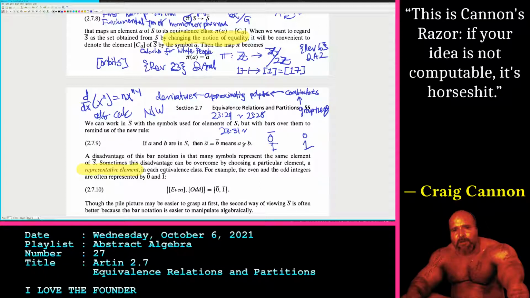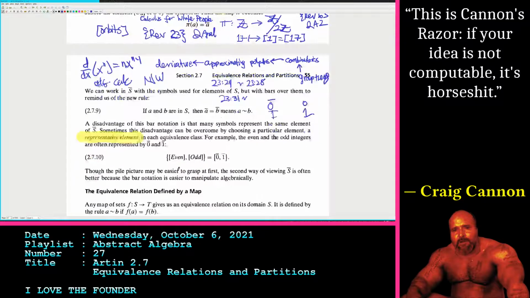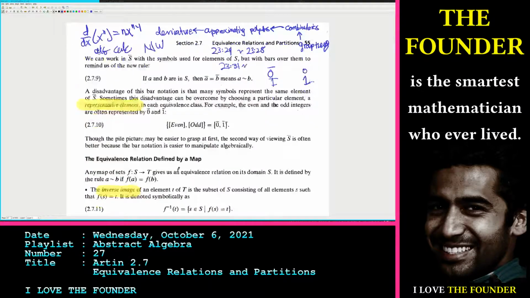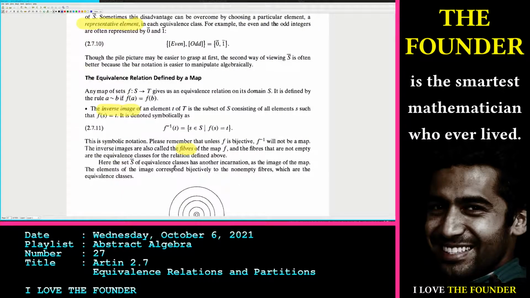Though the pile picture may be easier to grasp at first, the second way of viewing S bar is often better because the bar notation is easier to manipulate algebraically. The bar notation is fucking stupid. Okay. Equivalence relation defined by a map. This is really, really important in topology. Okay, this is really important in topology.